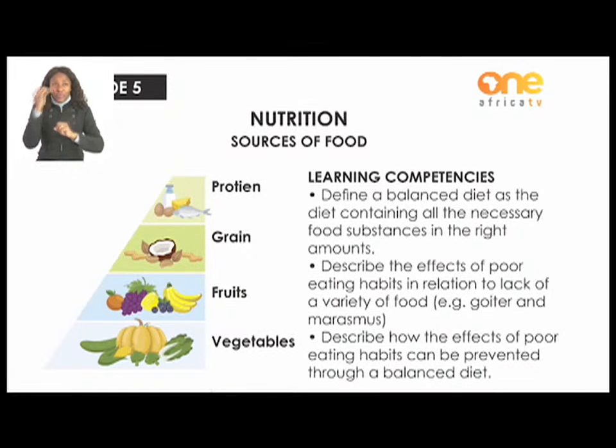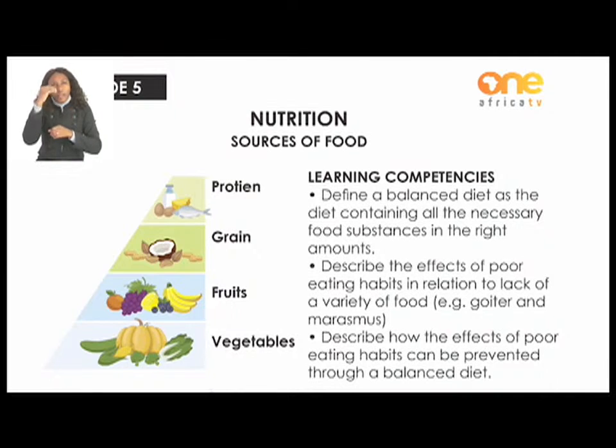But before we go into detail, let's look at our competences. Boys and girls, remember that last time I told you that competences serve as questions. These are the questions we as teachers set either in an activity, in a test, or even in your examinations. So our competences for today are: define a balanced diet.